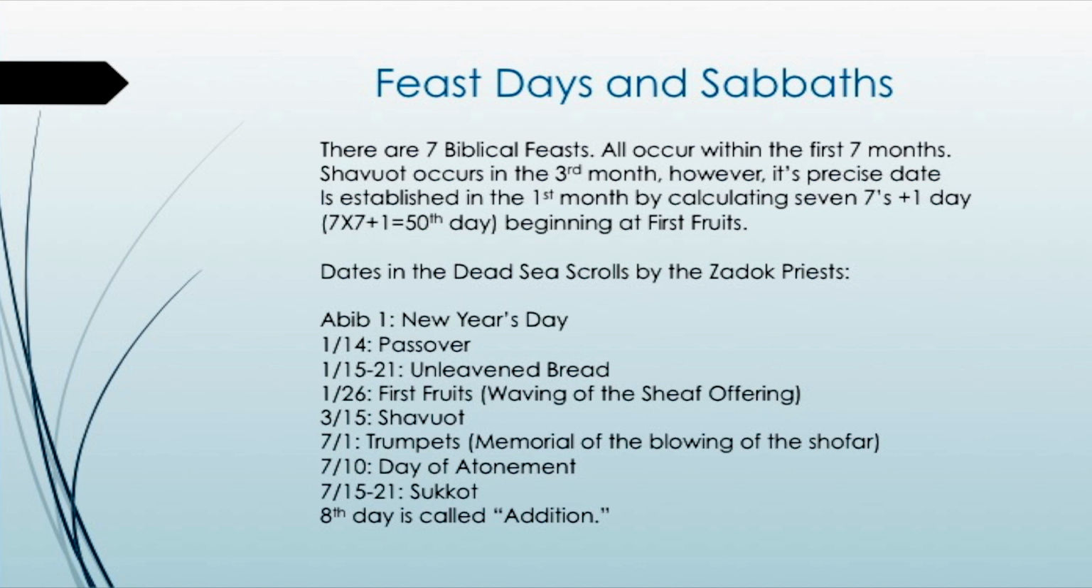The 15th day of the 3rd month is Shavuot. The first day of the 7th month is trumpets, or the memorial of the blowing of the shofar. The 10th day of the 7th month is the Day of Atonement. And the 15th through the 21st of the 7th month is Sukkot. And then there's the 8th day of Sukkot, which is called Addition. All of these are laid out very specifically in the Dead Sea Scrolls.